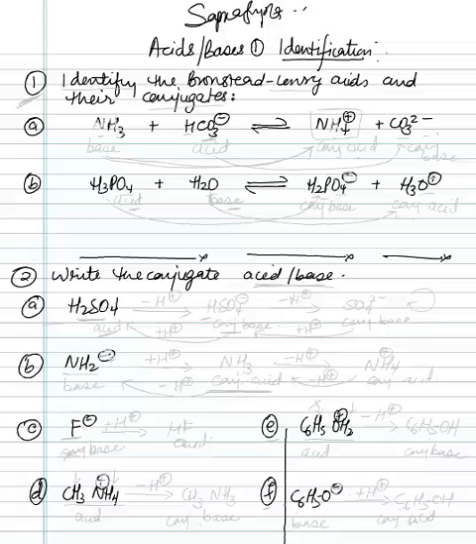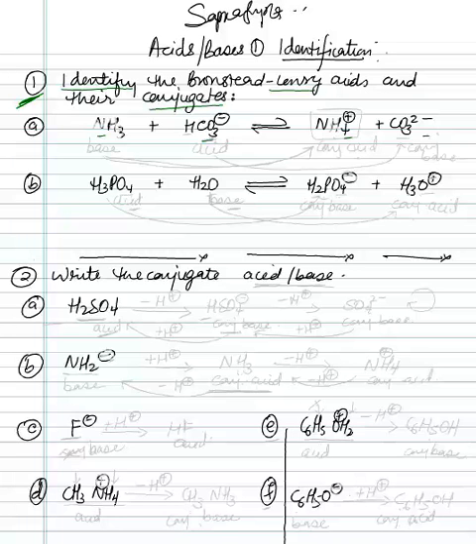So for acids and bases, the first thing you have to learn is how to identify whether something is an acid or a base. In the first question here, we're going to talk about how to identify the Bronsted-Lowry acid and their conjugate, which may be the conjugate acid or base. Here's the first problem, where we have ammonia plus HCO3 minus, which is the hydrogen carbonate ion, giving the ammonium ion and carbonate ion.